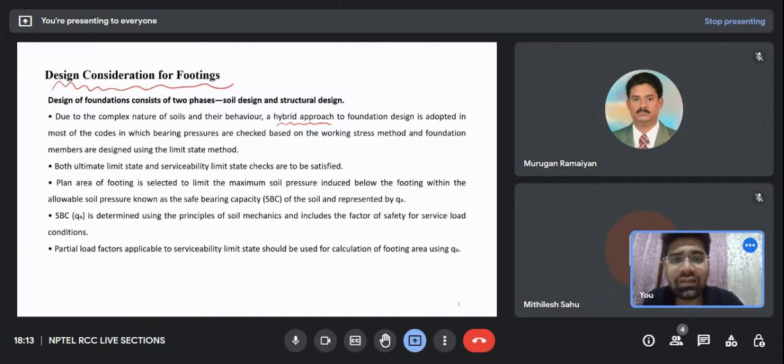So what the code says: design our footing in such a manner that you check the bearing pressure of the soil by the working stress method, and after checking the bearing pressure, design the foundation by using the limit state method. I will make this clearer to you. Let's move on to the next point.